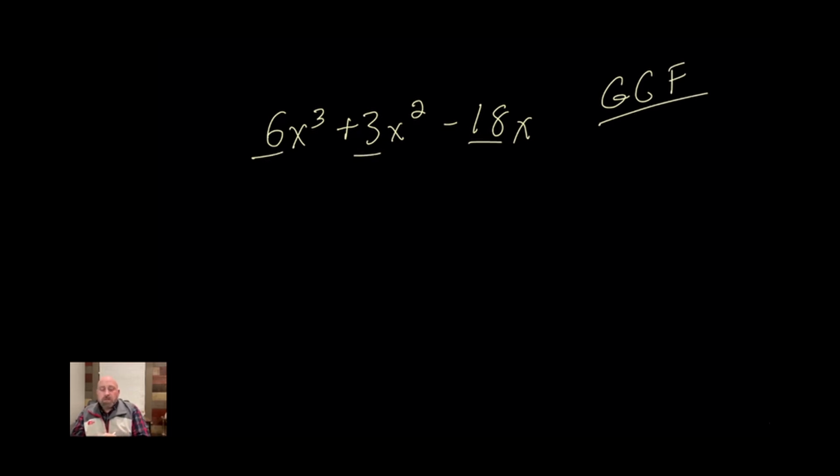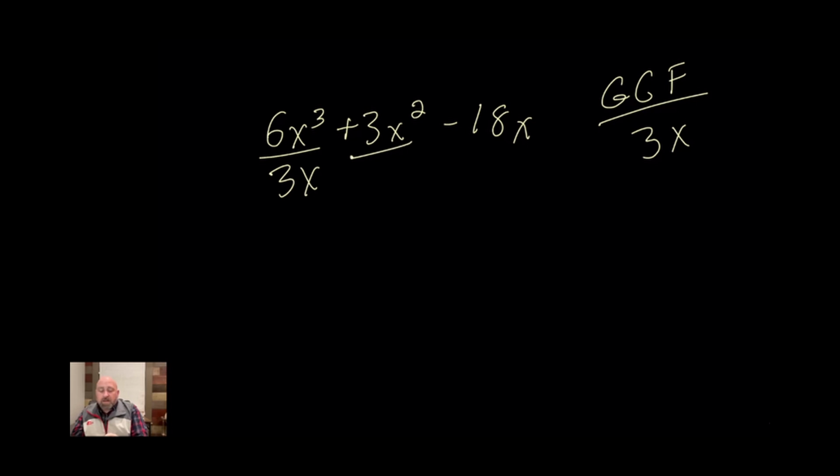Let's look at the numbers. So 6, 3, and 18. Well, does 3 go into 6? Yeah. Does 3 go into 3? Yeah. Does 3 go into 18? Yeah. Well, 3 is your greatest common factor because it's the biggest common one. So you could say 6. Well, 6 goes into 6, but 6 doesn't go into 3. So 3 is your GCF, okay? That's the number GCF. Now what about the letters? We have an x cubed, an x squared, and an x. So you always take the smallest power of x. So it's going to be 3x is our GCF.